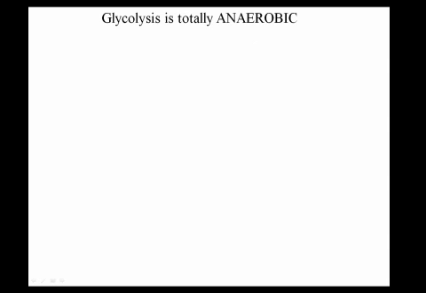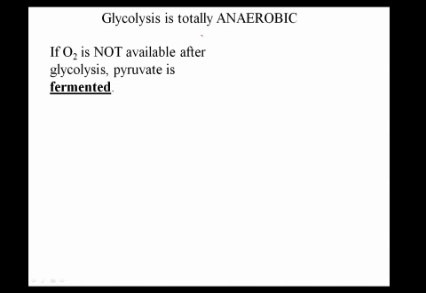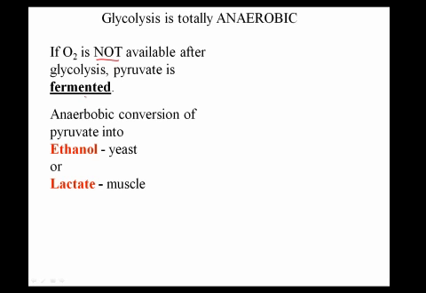Before we move on, a little bit more about these pathways. Glycolysis is a totally anaerobic process. It does not require oxygen. Glycolysis can be completed without oxygen. If, following glycolysis, oxygen still is not available, then the pyruvate must be fermented. Fermentation is an anaerobic conversion of pyruvate. It does allow the cell to get some additional NAD and NADH oxidation reduction reactions to be completed.